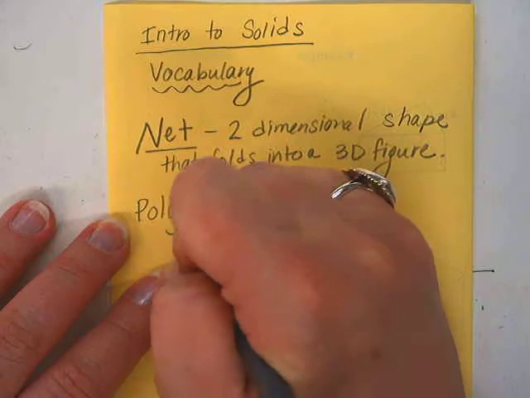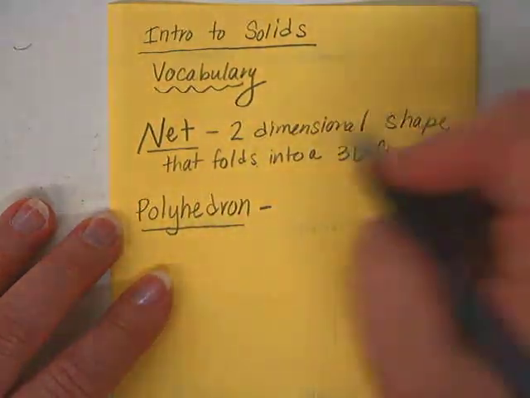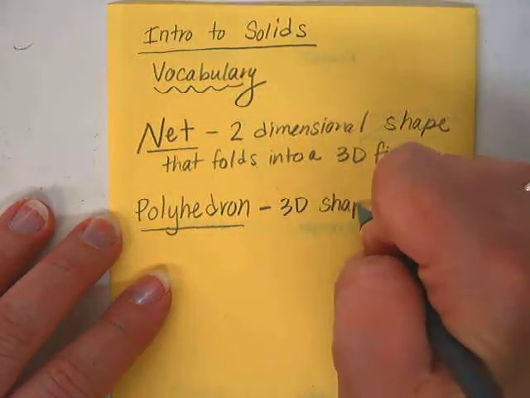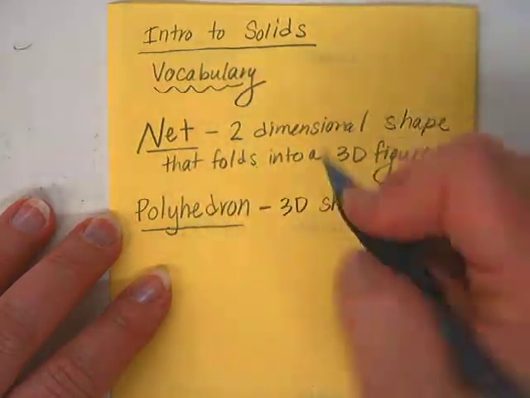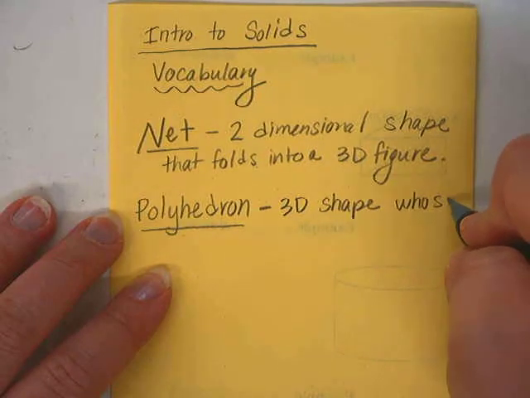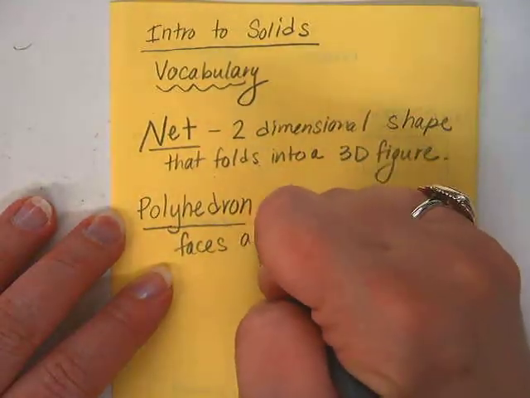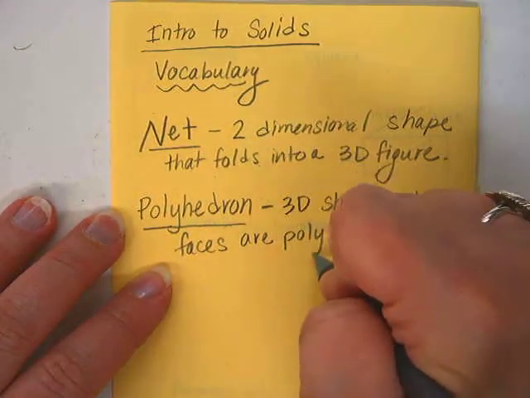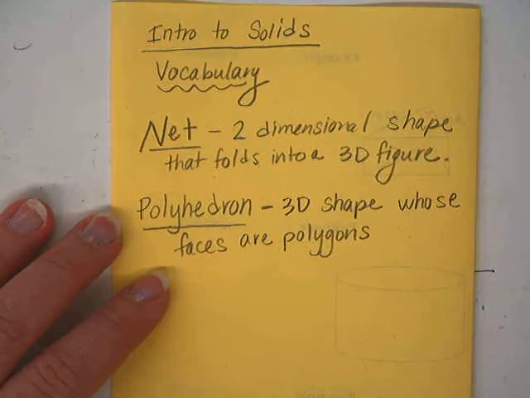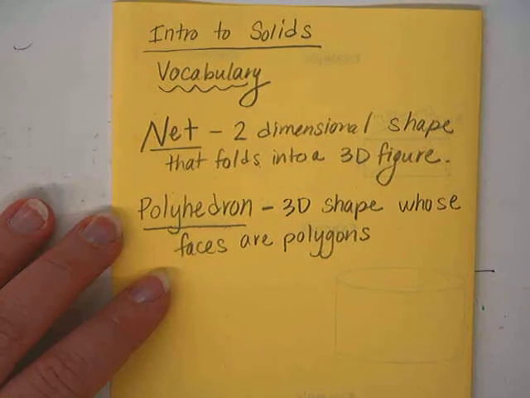There's polyhedron. A polyhedron is a 3D shape whose faces, we're going to learn what face means in a minute, are polygons. So what if the face of a three-dimensional shape is a circle instead? Is that a polyhedron? No, because a circle is not a polygon.